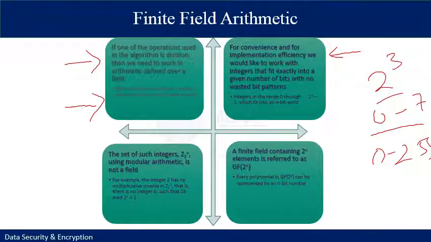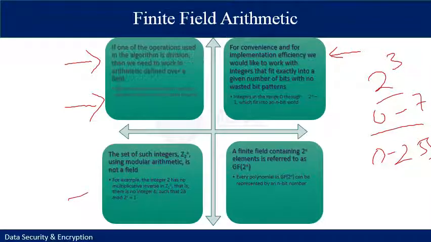The set of integers Z, referred to for a modulo number, using modular arithmetic is not a field. For example, the integer 2 has no multiplicative inverse in Z_2^n, that is, there is no integer b such that 2b mod 2 raised to power n is equal to 1.